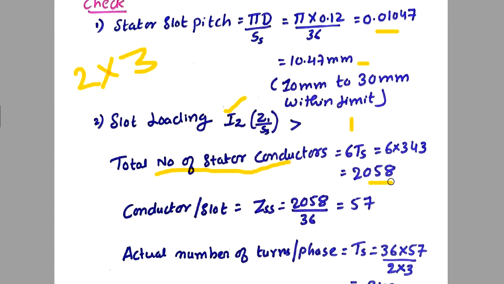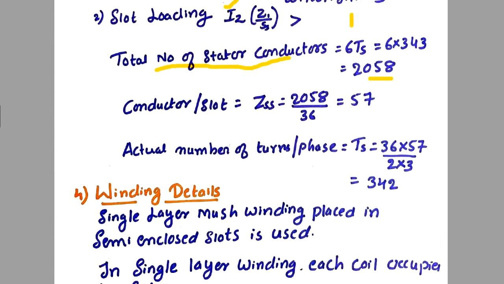Now, how many conductors per slot? So total 2058 conductors divided by 36. So it is 57 conductors per slot. Now we will see actual number of turns per phase. So actual number of turns per phase means how I would calculate my number of conductors. It is number of slots which have been joined.